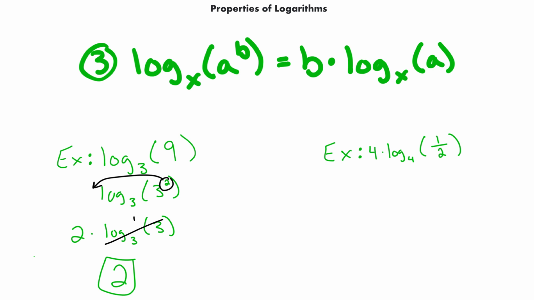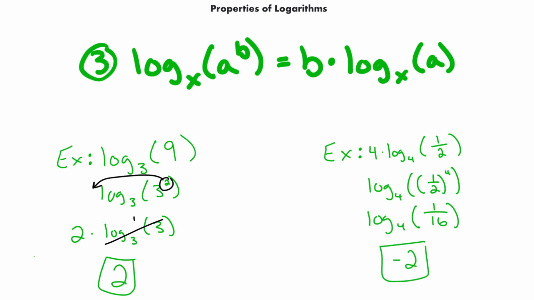I have 4 times log base 4 of 1/2. Because I have a number on the outside of the logarithm, I can bring that inside of the logarithm as an exponent. So this is the same thing as log base 4 of 1/2 to the 4th power. That is log base 4 of 1 over 16. And then that is simplifiable because 4 to the negative 2 power would give me 1 over 16. So the answer to this is negative 2.